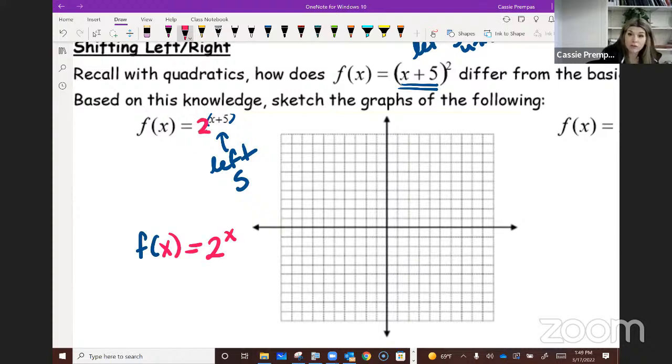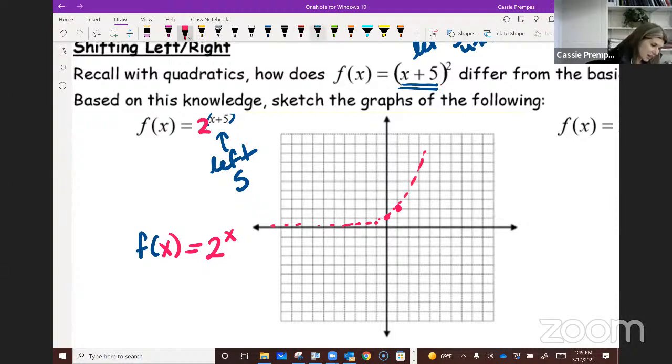So if you use the parent graph 2 to the x, we had a point of (0, 1). If you think about plugging in 1, you had (1, 2), because 2 to the first gives you 2. When you plugged in -1, you had (-1, 1/2). And then all these points approach 0 and go through that shape.